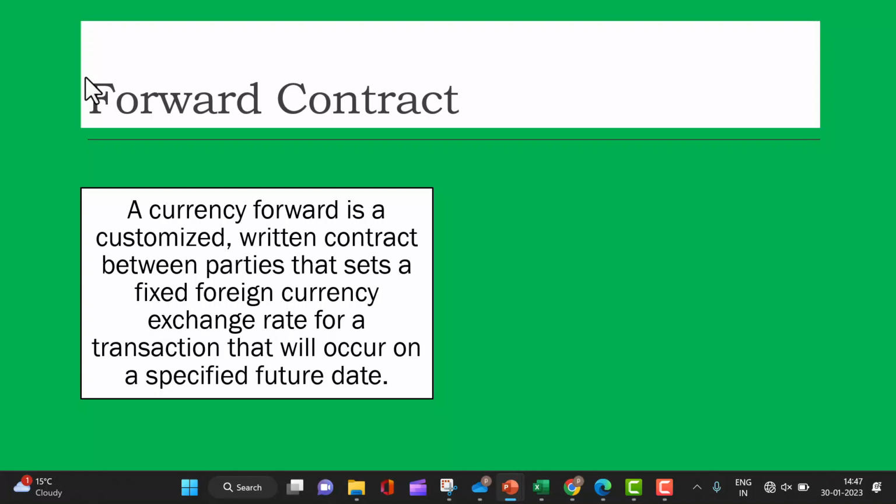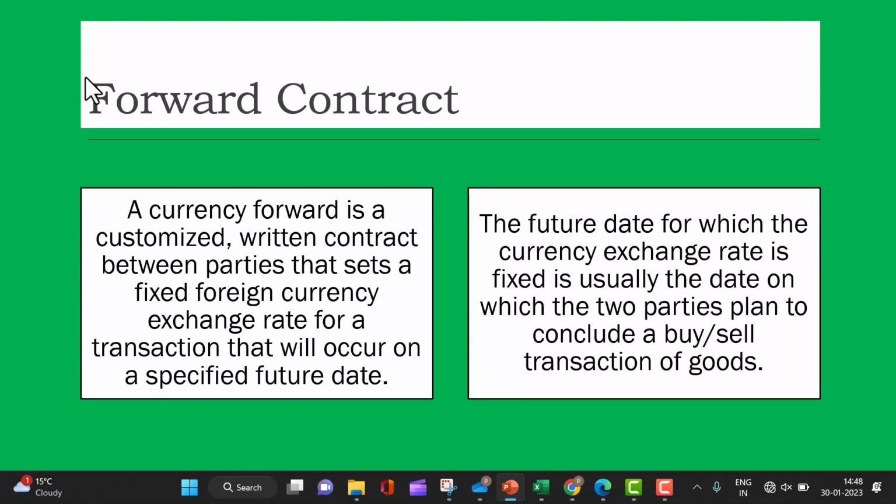Tell me what is the rate you're going to offer to me today. Okay, fine. So he's going to offer a rate to you. He'll go back and check with the interbank rate and come back and give you a rate, the merchant rate, to you. Okay, so that is only for a future date. The future date for which the currency exchange rate is fixed is usually the date on which two parties plan to conclude a buy or sell transaction of goods.